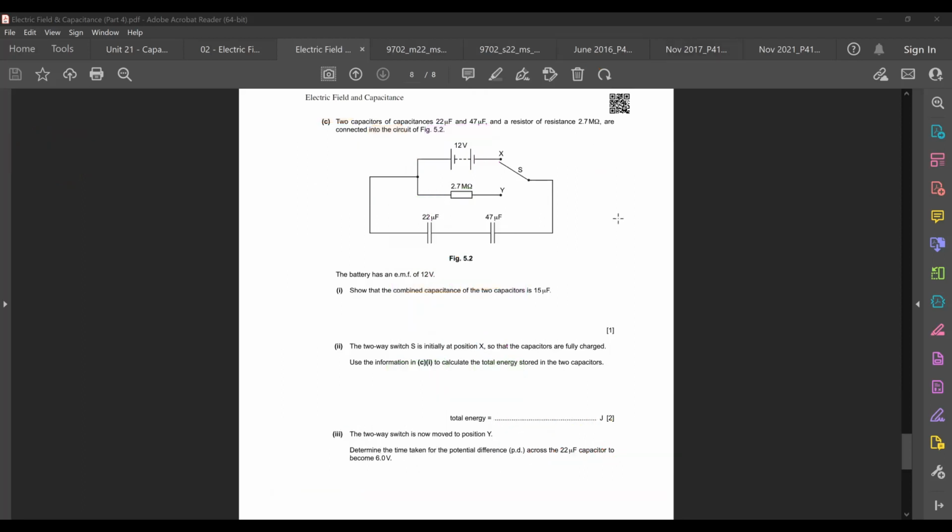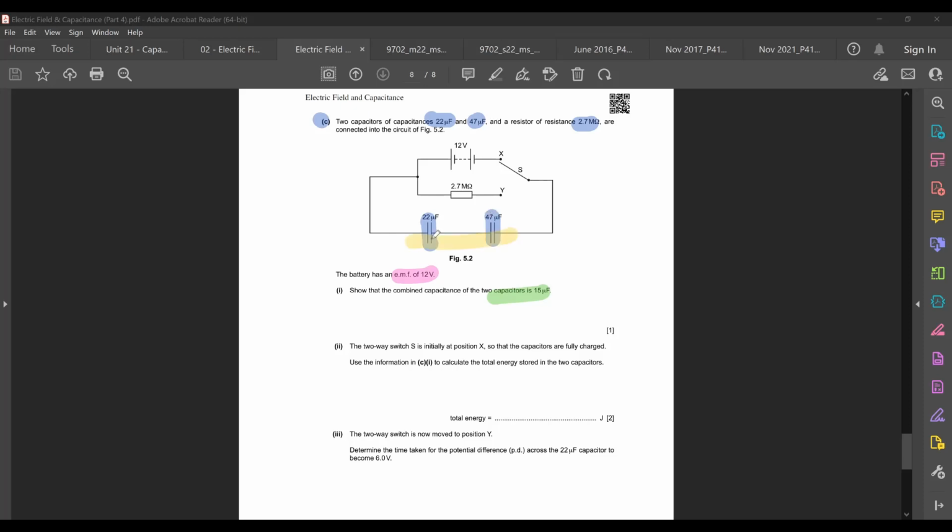So let me clear this thing off. In part C, you have two capacitors of capacitances 22 microfarads and 47 microfarads, and a resistor of resistance 2.7 megaohms that are connected inside a circuit here. Your battery has an EMF of 12 volts. Show that the combined capacitance of the two capacitors is actually 15 microfarads. So you have the two capacitors here connected in series.